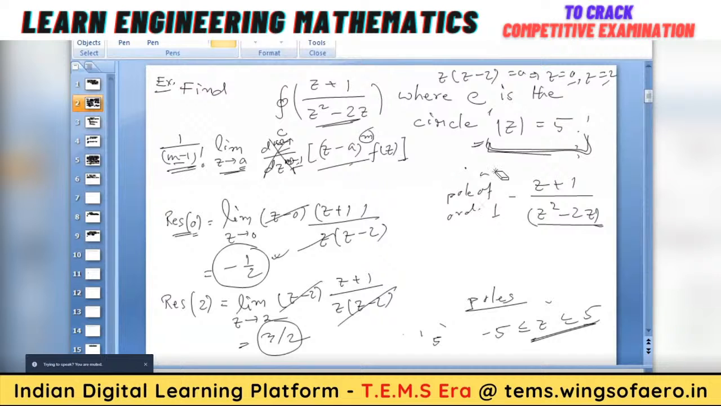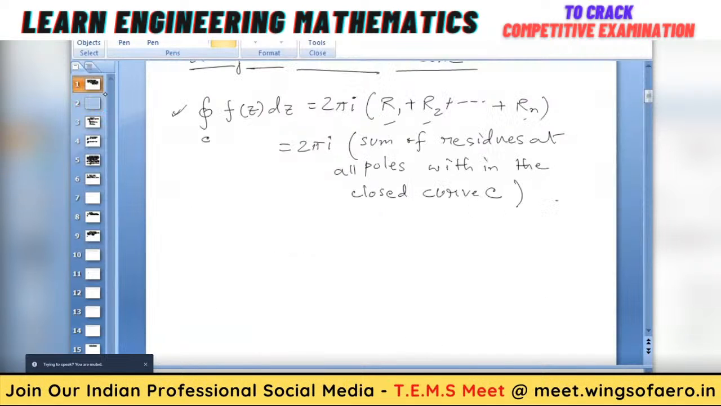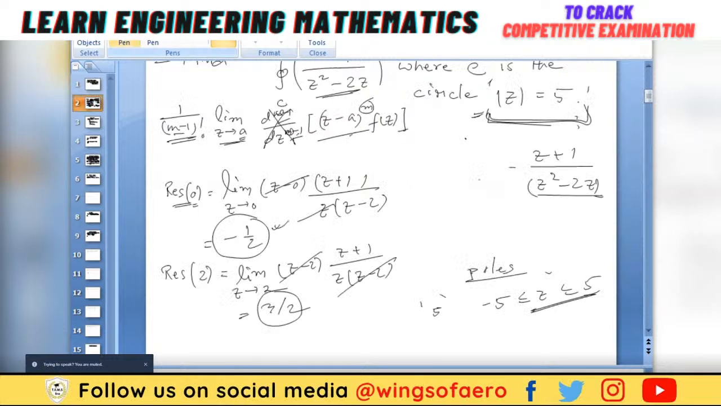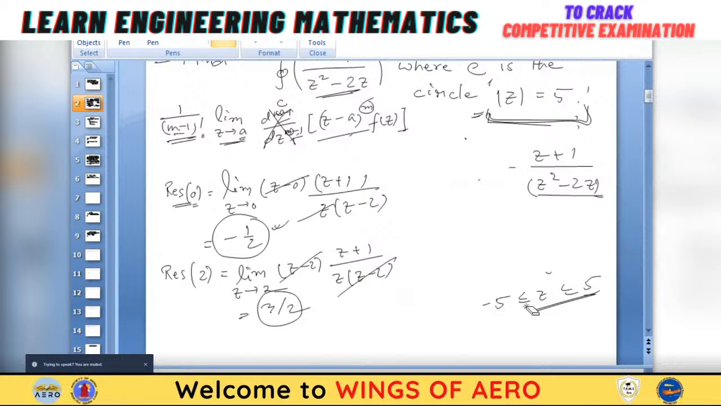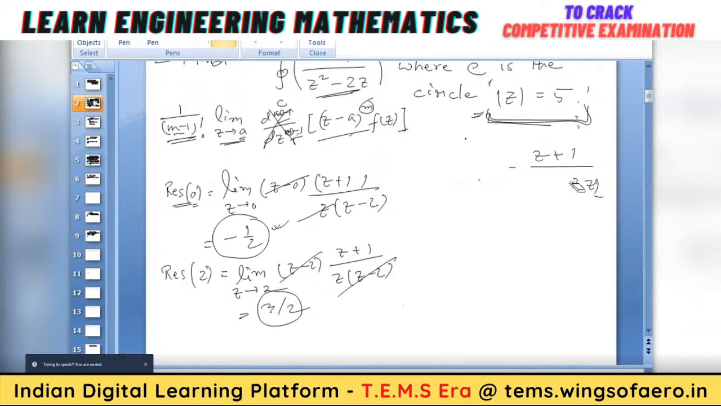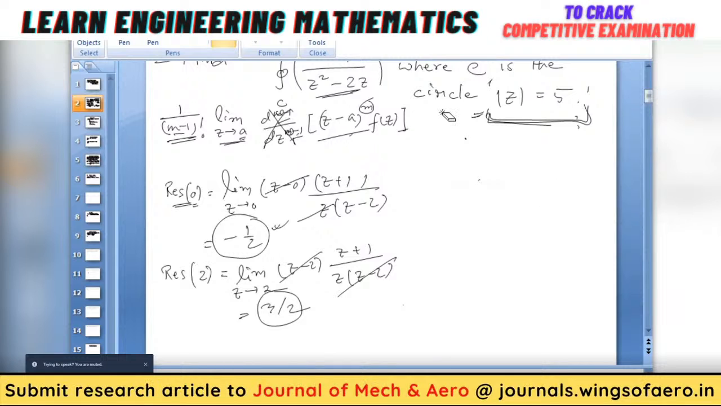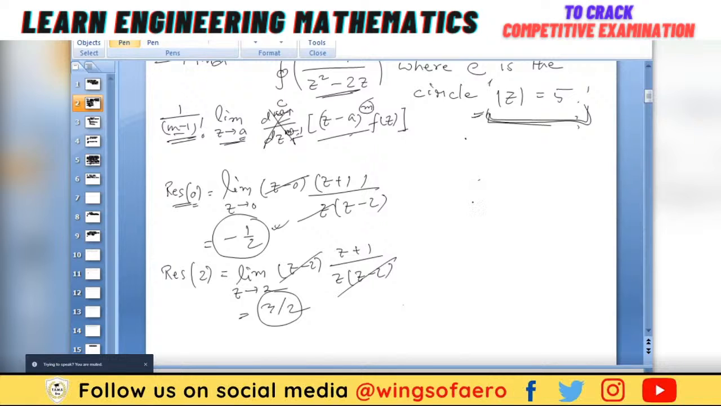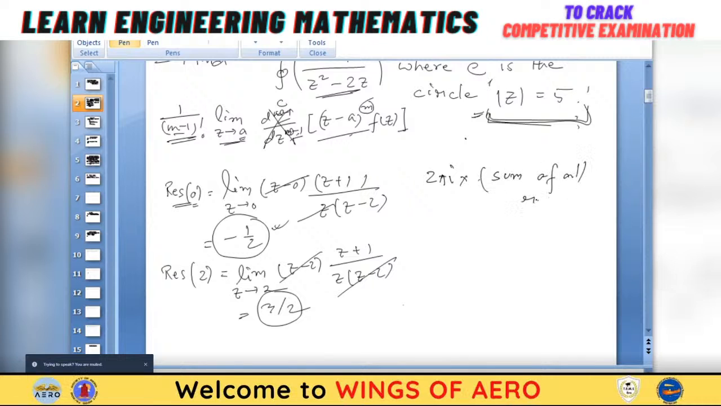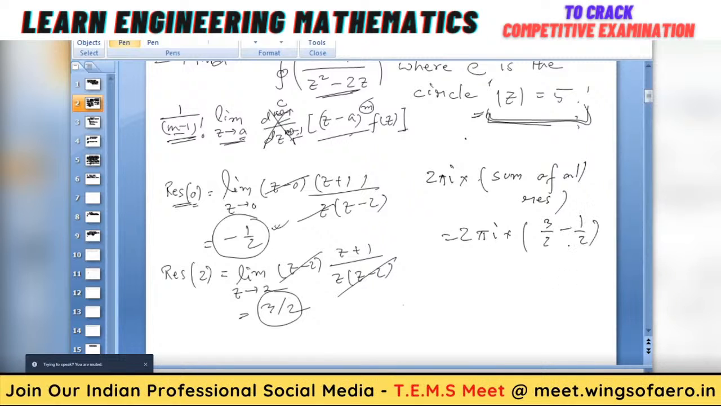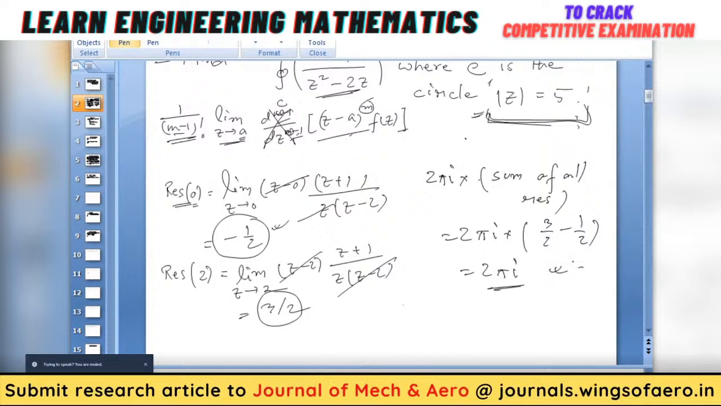Now what is the value of the integration? Can you tell me using this formula: 2 pi i into the summation of all residues? Yes, the integration value, according to the residue theorem, is 2 pi i into the sum of all residues, which is 2 pi i into (minus half plus 3 by 2). So obviously it is 2 pi i. So 2 pi i is the answer of this integration.